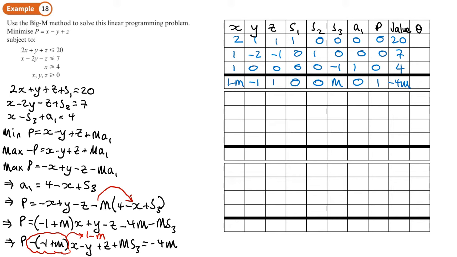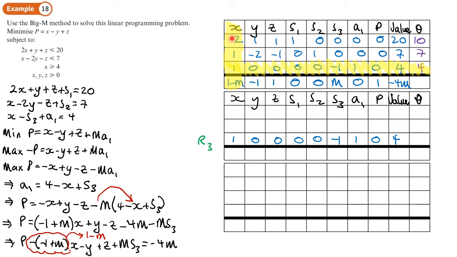So let's highlight our pivot column. To find a pivot row, we will now do 20 divided by 2, 7 divided by 1, 4 divided by 1. So this is our pivot row. That's going to remain unchanged. So we'll put our headings in, and we can copy that row directly into our tableau, and that is row 3. So we will have 1 0 0 0 0 negative 1 1 0 4. So this is our new row 3.